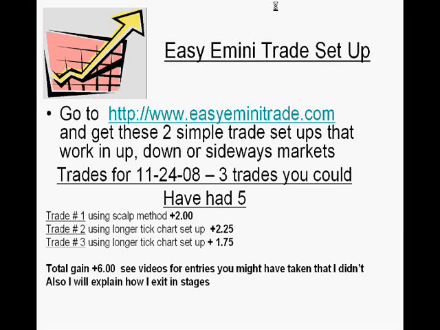So if you only traded one contract using the trail stop method on pivot highs and pivot lows, you would have had a gain of +6. If you use the exiting in stages, obviously you would have had much better gains today. So it just really depends on how many contracts you're trading.